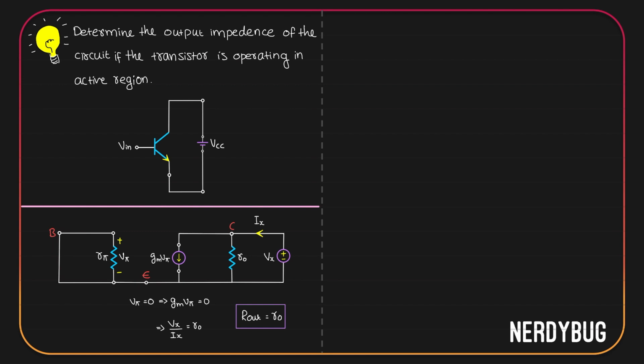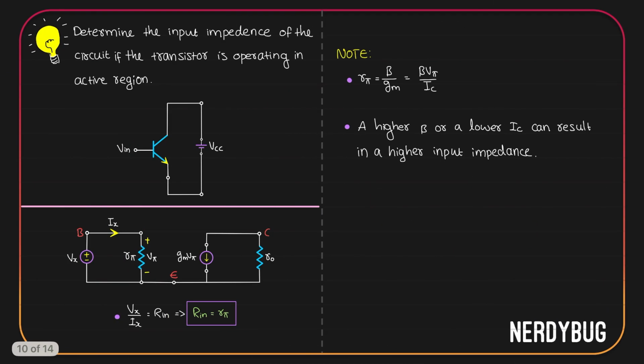If we apply this idea, we can say R naught is the impedance you see when you look through the collector when the emitter and base are grounded. Similarly, in the previous circuit, we can say R pi is the impedance you see when you look through the base when emitter is grounded.